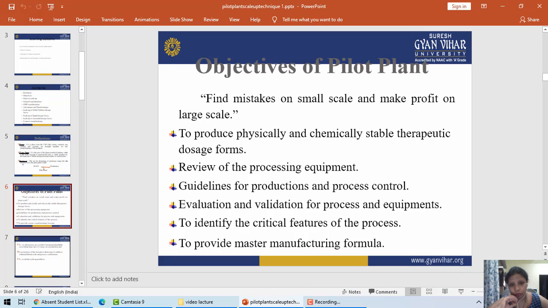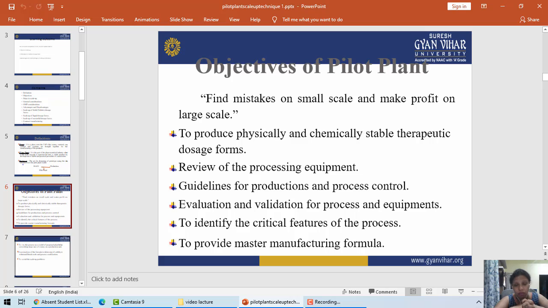Similarly, the other objectives are to produce physically and chemically stable therapeutic dosage forms. If we are making a formulation, doing certain tests, and optimizing the step-by-step procedure, we will get physically and chemically stable dosage forms. That is another objective of the pilot plant. Other than that, review of the processing equipment is another objective.